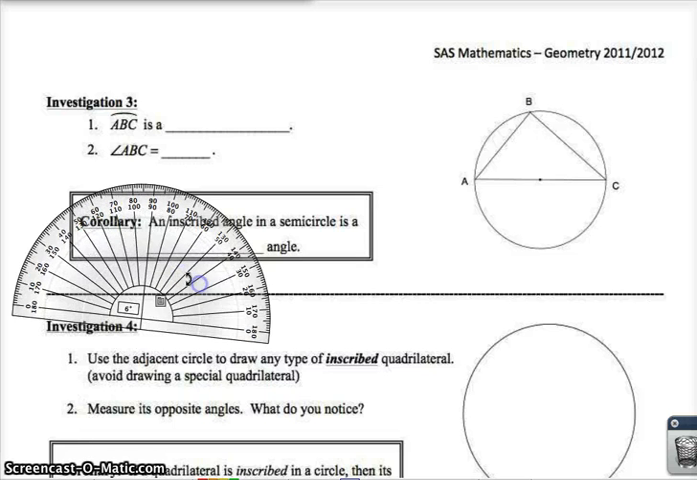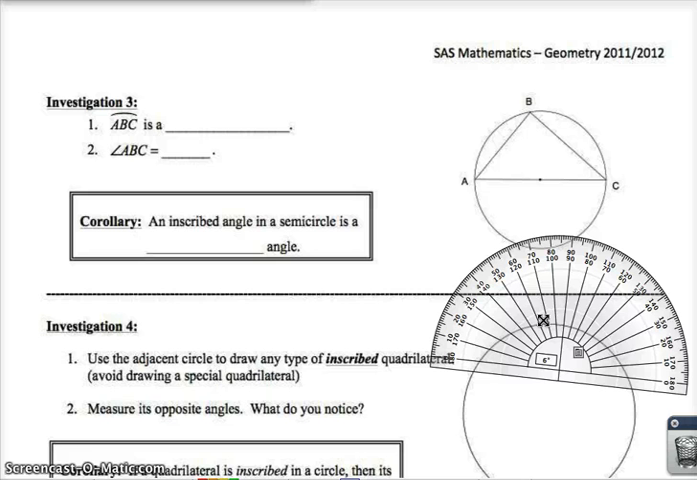So here we have arc ABC. What do you notice about this arc? Well, here I can see that AC is a specific type of chord that goes through the center of the circle. And a specific type of chord that goes through the center of a circle is called a diameter. So AC is a diameter. And if AC is a diameter, that means that arc ABC is a semicircle.